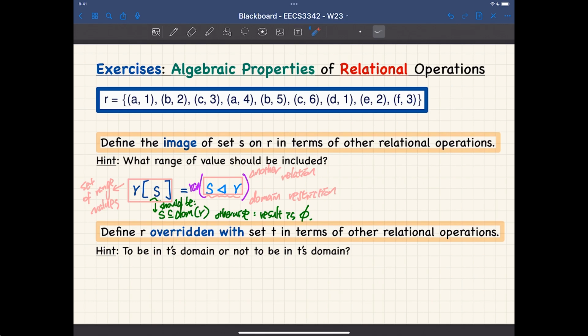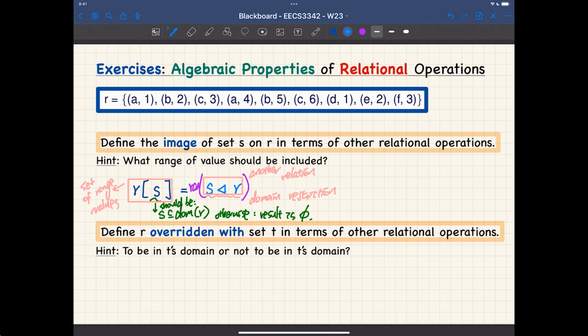The second exercise was about the relational overriding. And that one there, I would say if you ever have to memorize any detail about the overriding, I would say memorize that. There are two cases. Case number one, you're going to take the entire input relation. Number two, you're going to take those pairs in the original relation R that has its domain value not in the input relation's domain. It sounds a bit weird, right? Let's take a look, okay?